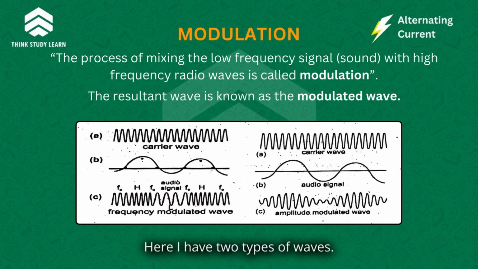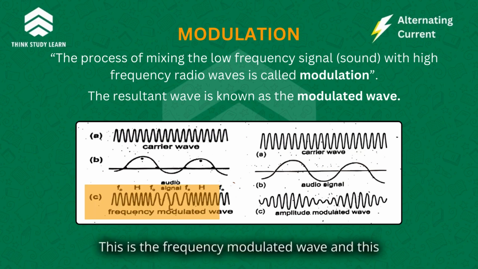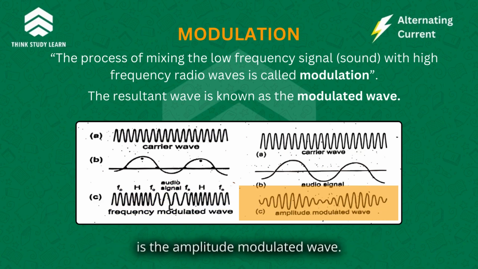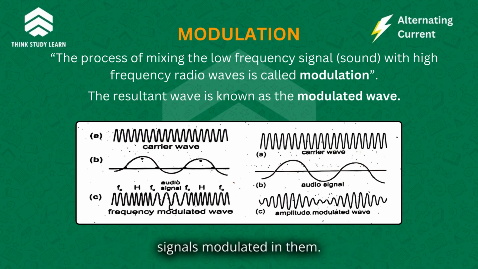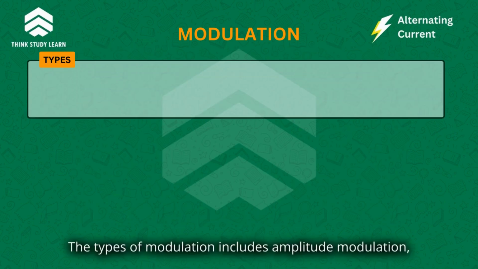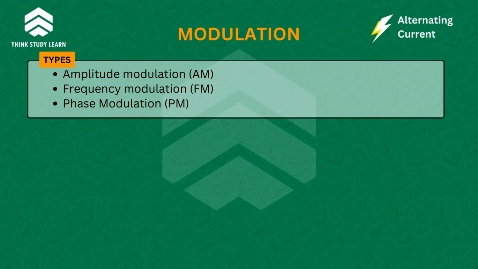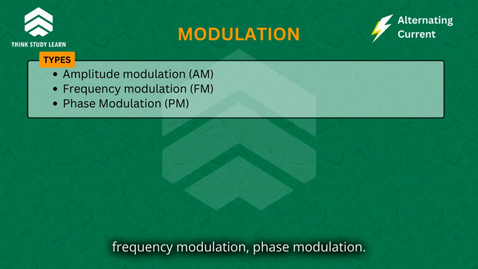Here I have two types of carrier waves. Then I have audio signals. This is the frequency modulated wave and this is the amplitude modulated wave. You can see that both these waves have audio signals modulated in them. The types of modulation include amplitude modulation, frequency modulation, phase modulation.